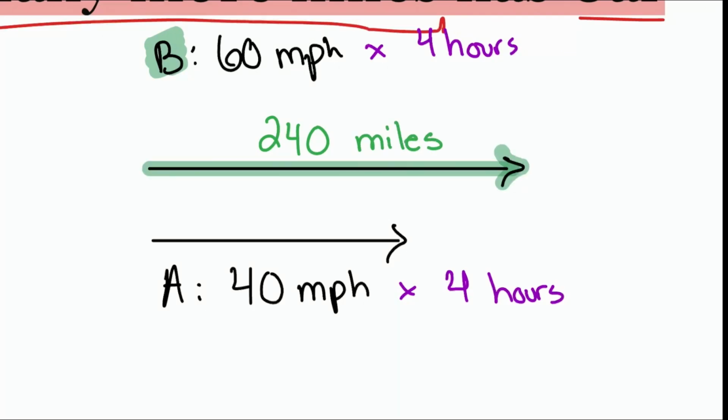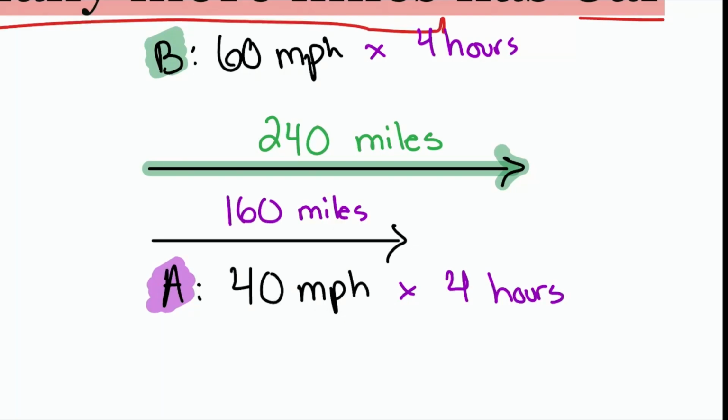All right, everybody. Now let's take a look at car A. We have 40 miles per hour times 4 hours. What distance is that going to be? Yeah, that's going to be 160. Absolutely. So let's go ahead and use purple for this one just to get some color going there. And so when we multiply, that'll give us 160 miles.